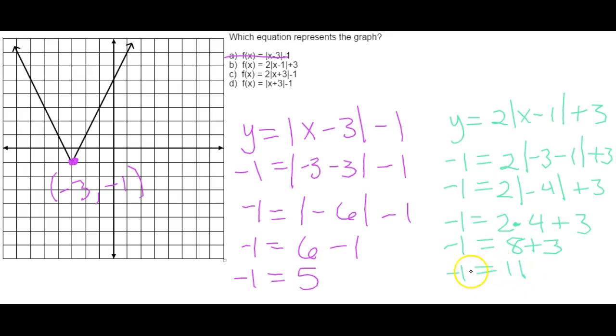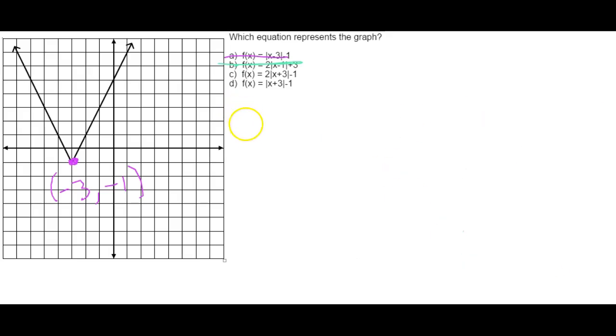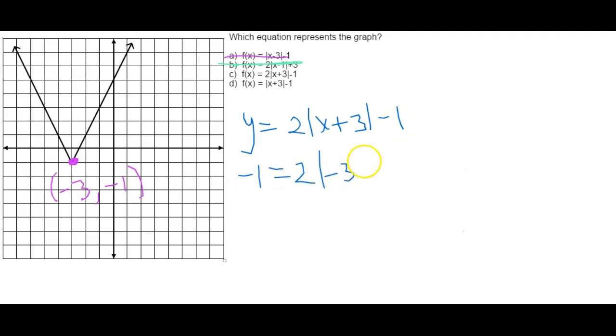Now again, this doesn't work. Our answers did not match at the end. So I'm going to erase all this work so we can try answer choice C. So answer choice C is y equals 2, absolute value of x plus 3, minus 1. We plug in -1 for y and -3 for x.